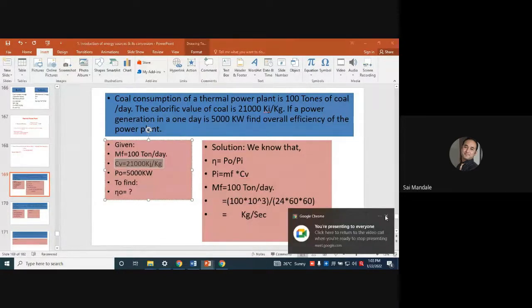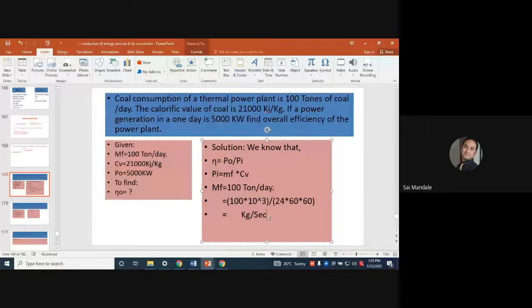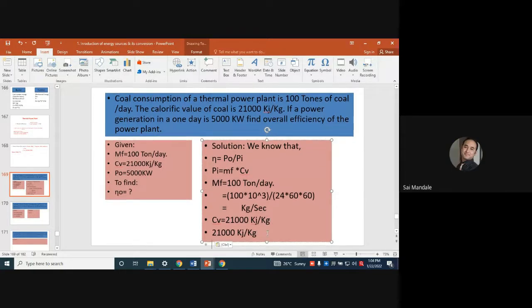So the next is CV. CV is given as 21,000 kilojoule per kg. But we want it in joule per kg. So we have to multiply the given quantity by 1,000, or 10 cube. Very good.